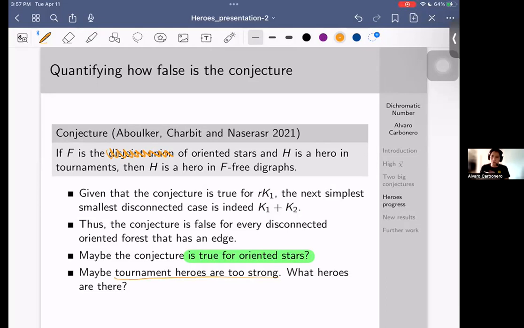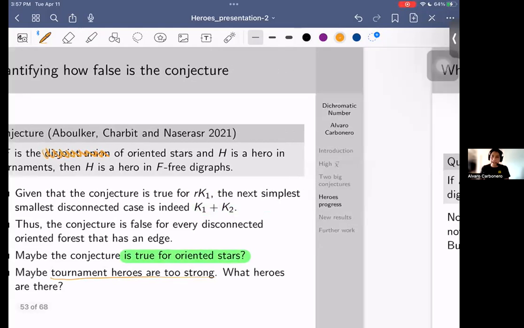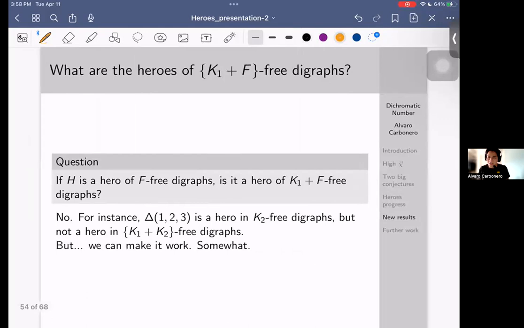Because it's not like one or the other. It's not like everything works or only transitive tournaments. There is an in-between. So where is that in-between? And here is where we get to our new results. We're going to go first for the second question.